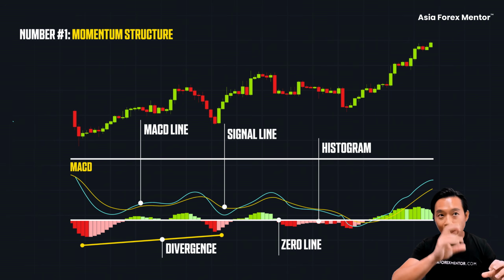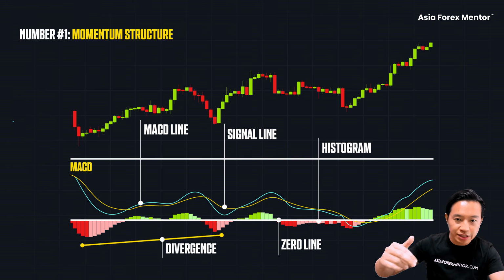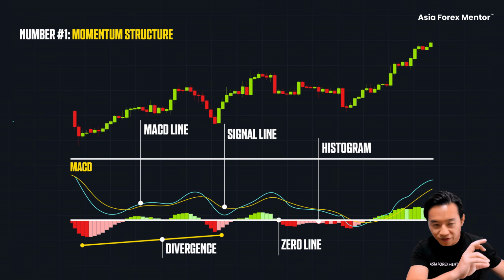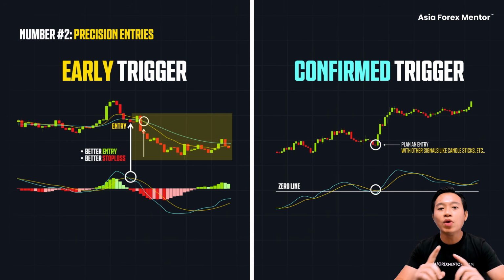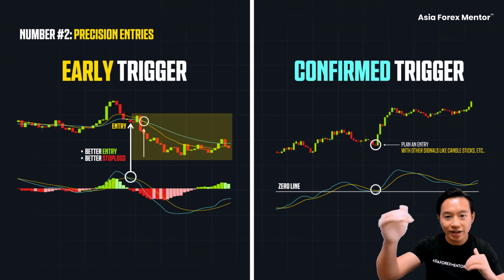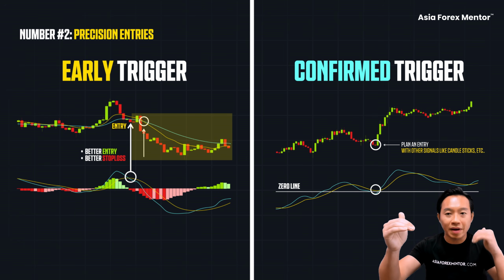We start off with momentum. The MACD gives you the momentum: the histogram, the zero line, the divergence. This is the foundation of the MACD. They tell you when the first change happens. Then we move into precision entries, how you enter early versus confirmed. Both have pros and cons, but one has the ability to keep your stop loss tight, and one has the ability to give better entries.